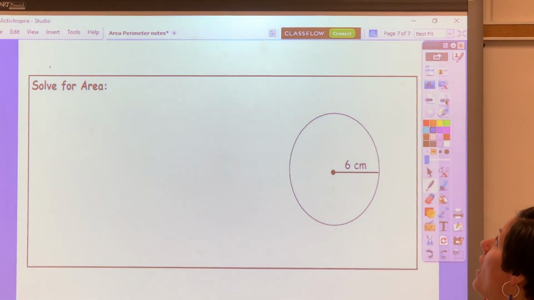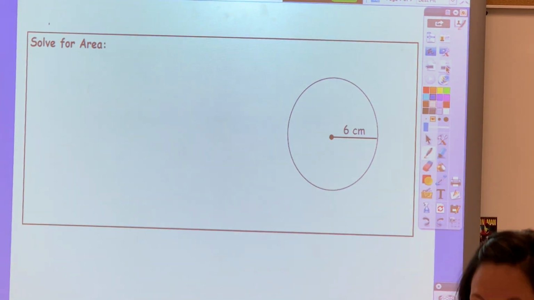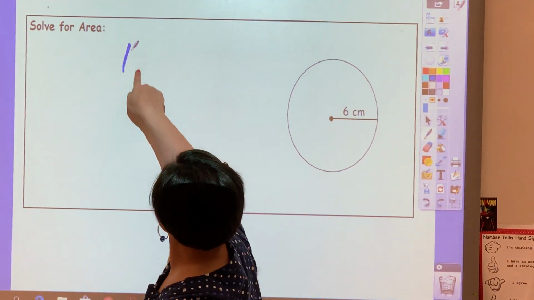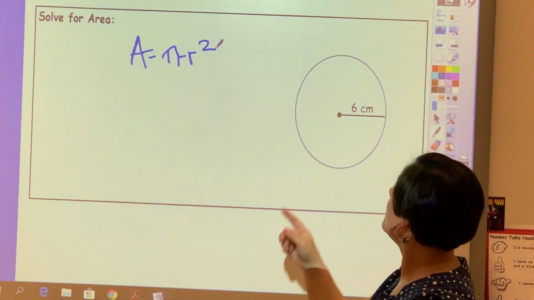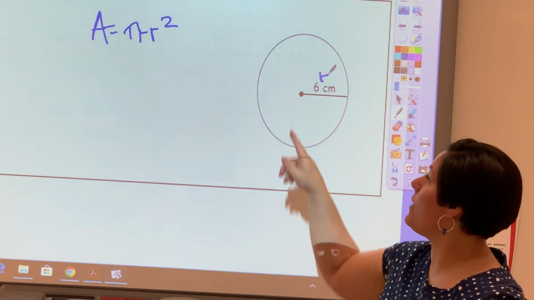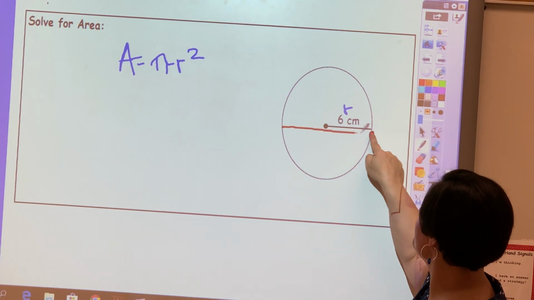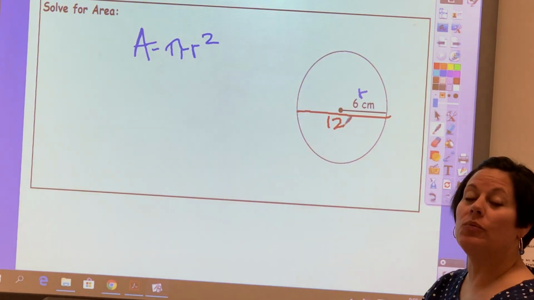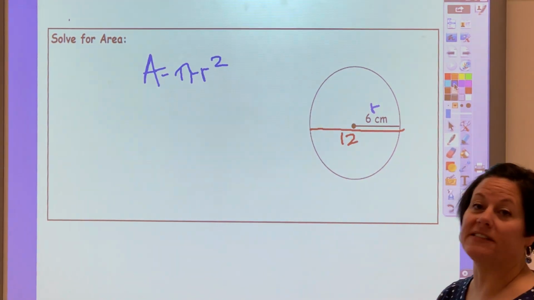And we're going to solve lastly for area of a circle. The formula for area of a circle, area equals pi r squared. So we have our radius. They would give you a diameter. For instance, if they gave you a diameter of 12, you would cut that in half to get the radius. But for this problem, they give us the radius.